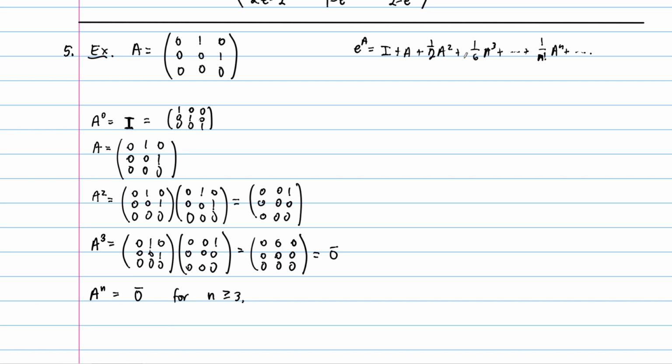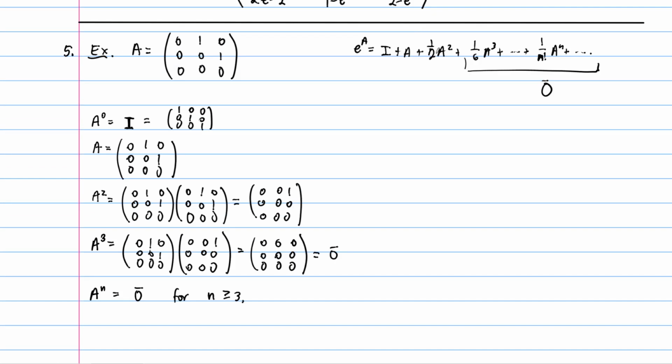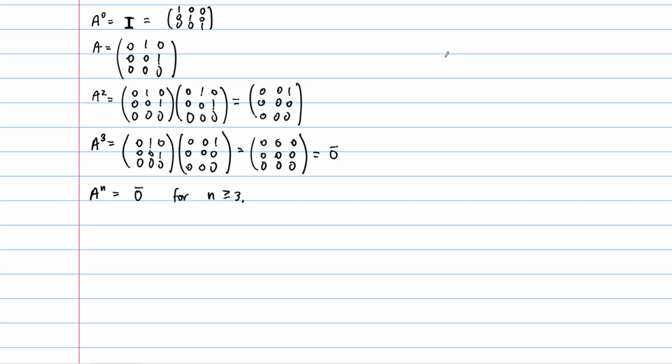And so what does that mean? Well, it means in our expansion up here, all of this is going to be the 0 matrix. 0 matrix times anything is the 0 matrix. You add up a bunch of 0 matrices, you get another 0 matrix. So in reality, this one's not diagonalizable, but the exponential of this matrix is just the sum I plus A plus 1/2 A squared. So let's write that out. So e to the A for this matrix A is I plus A plus 1/2 A squared.